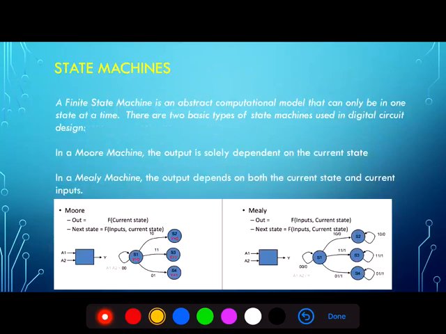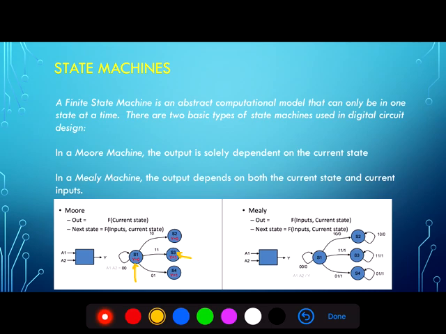There are two different types of state machines to describe sequential circuits. In a Moore machine, the output is solely dependent on the current state, and that's shown here in that the state has an output associated with it. S1 has an output of 0 associated with it, S3 has an output of 1 associated with it, and so on. So the output is solely dependent on the current state.